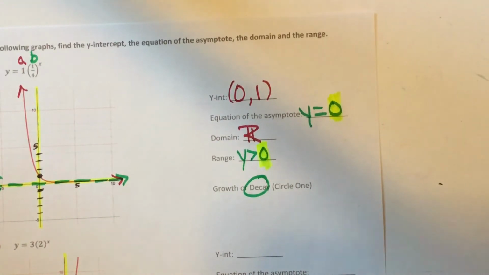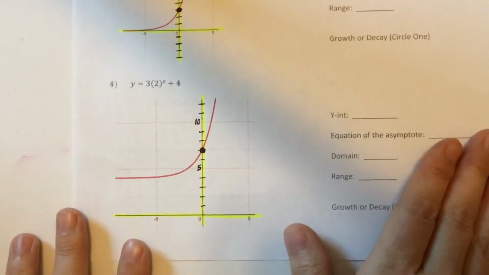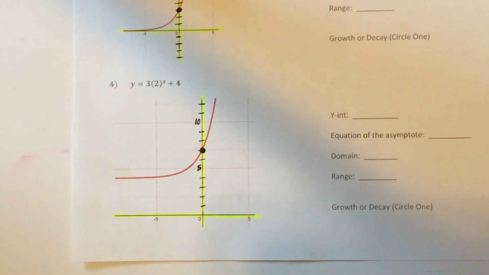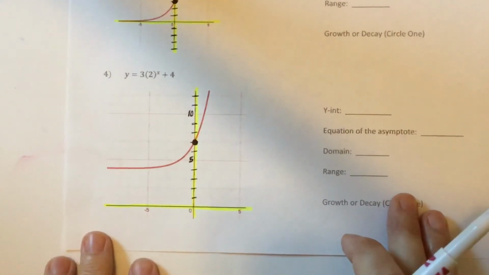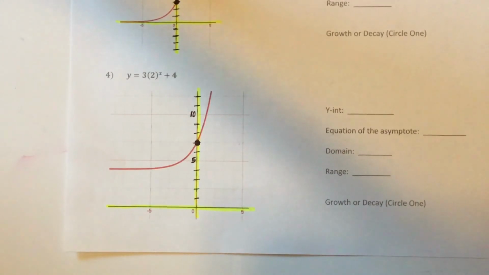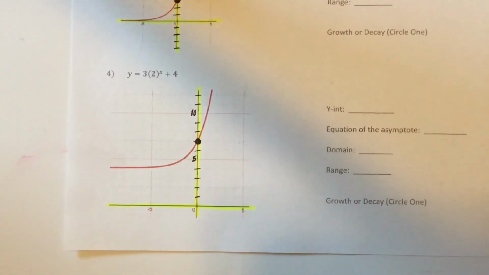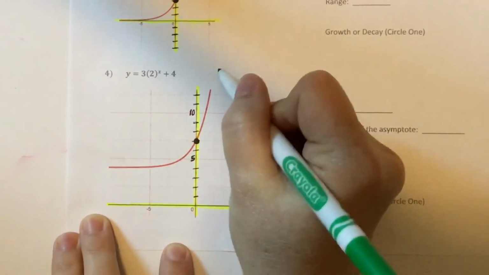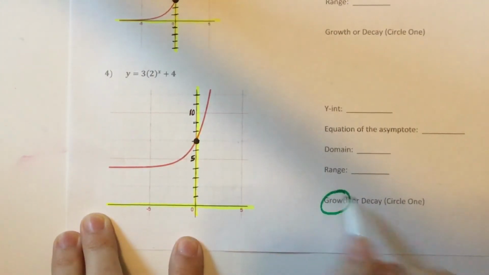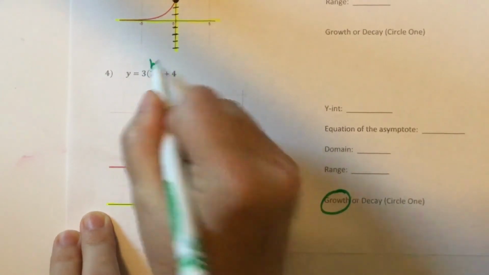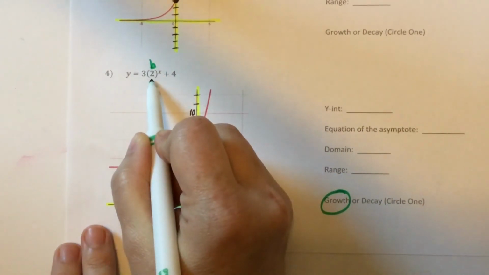Okay, I want to jump down to number 4 because I don't want this video to take forever. Now, this time, we have some different things happening here. So let's look at this one. Do you think we have growth or decay? We have growth. It's going uphill from left to right. It's growing from left to right. I also know that it's growth because the b is bigger than 1.